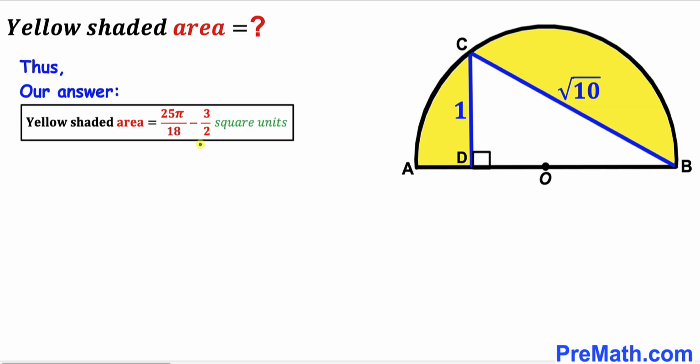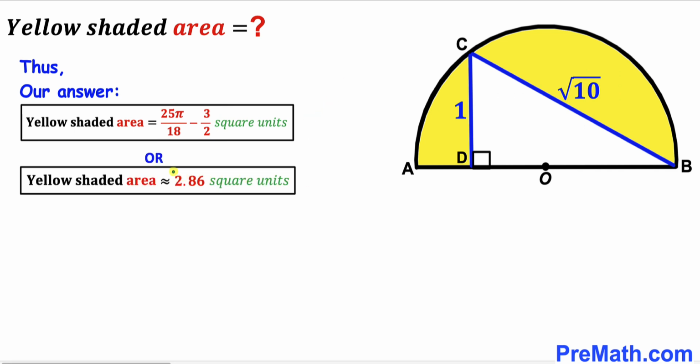So after all the calculations and manipulations, the area of this yellow shaded region turns out to be 25 pi divided by 18 minus 3 divided by 2 square units. And that is going to be approximately equal to 2.86 square units as well. And that's our final answer.